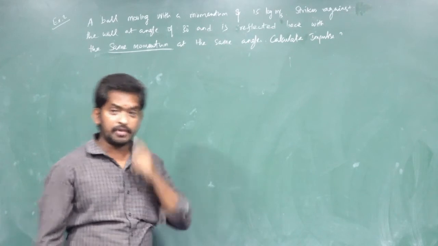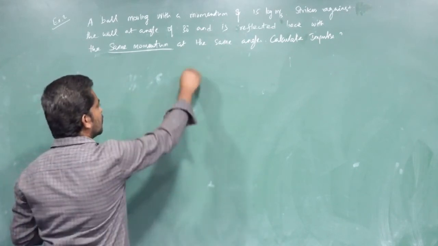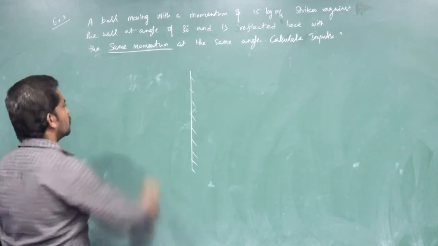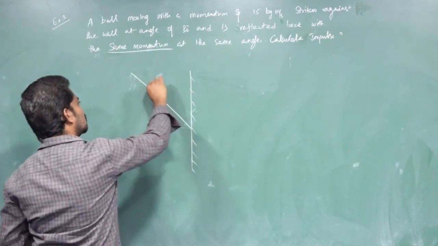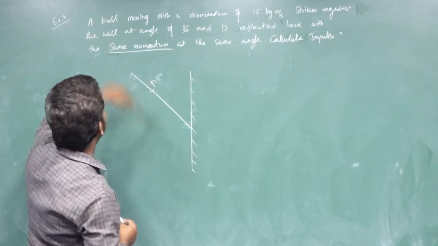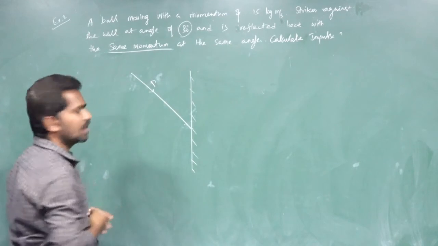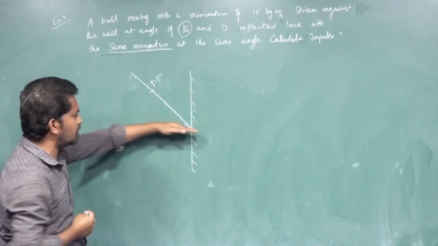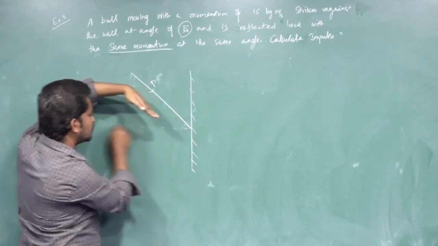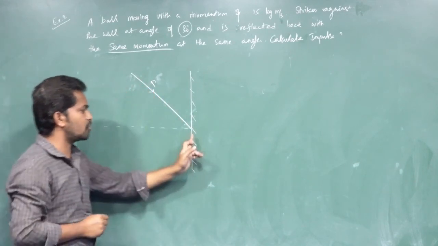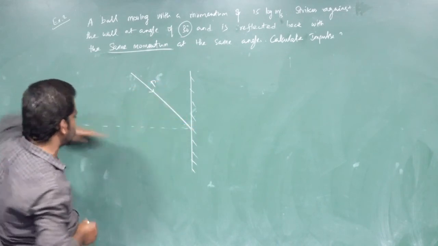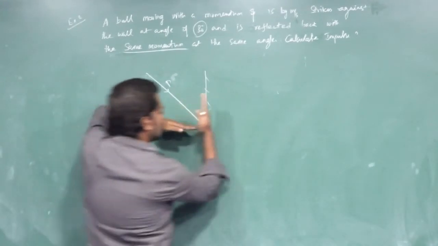Same angle, calculate the impulse. So I want to draw a rough diagram. This is the wall. This is very important. A ball moving with a momentum of 15 kilogram meter per second, this is the initial momentum P, strikes against the wall at an angle of 30 degree. The ball is not incident along the vertical on the wall. The motion of the ball is horizontal, taken in this position, which is perpendicular to the wall.